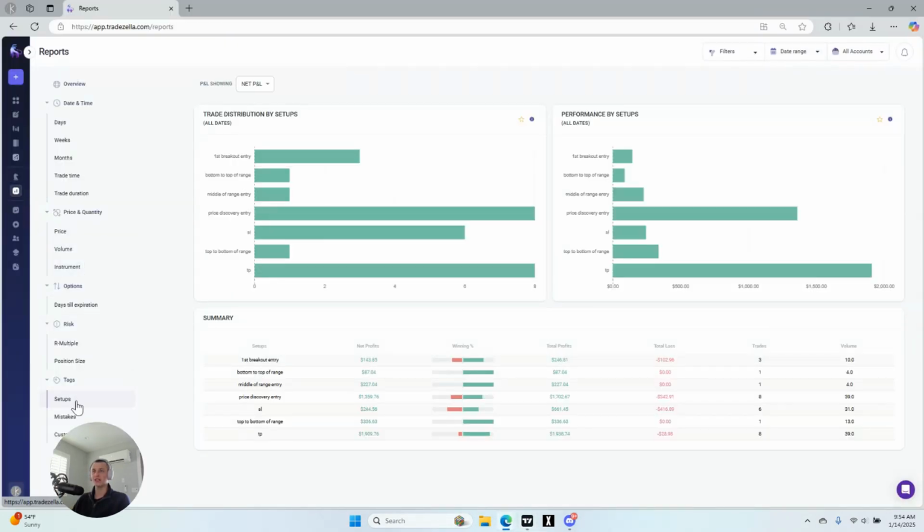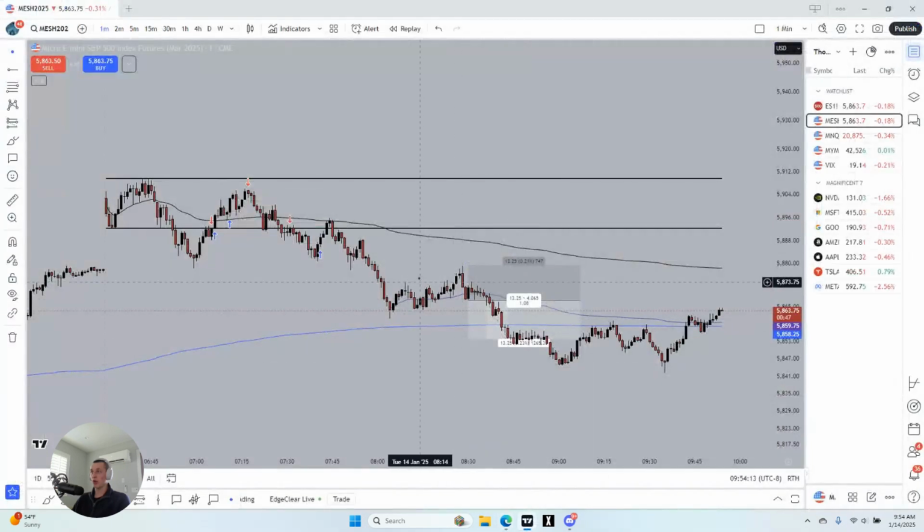I use the tag slightly differently. So here are the setup tags. These tags are for where we are on the chart in relation to the 15-minute opening range. This is how I trade. So this would be a price discovery low of day VWAP entry, and it would be tagged in two separate places.